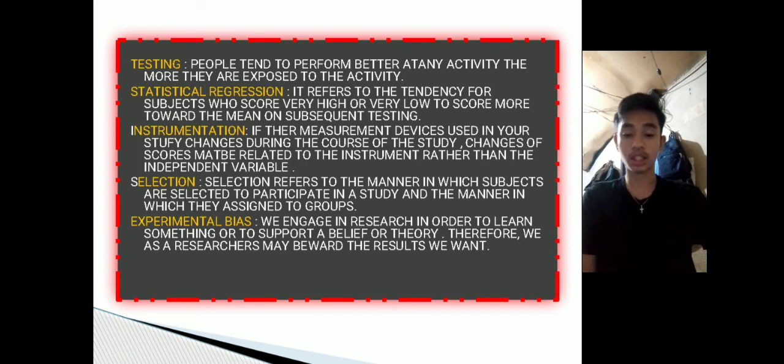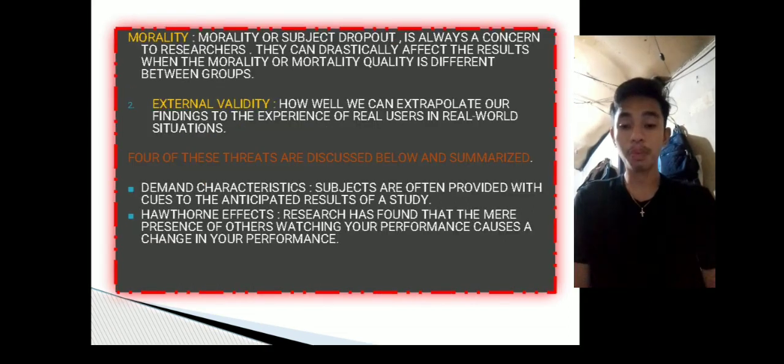Experimental bias. We engage in research in order to learn something or to support a belief or theory. Therefore, we as researchers may be biased toward the result we want. Mortality, or subject dropout, is always a concern to researchers. It can drastically affect the results when the mortality rate is different between groups.